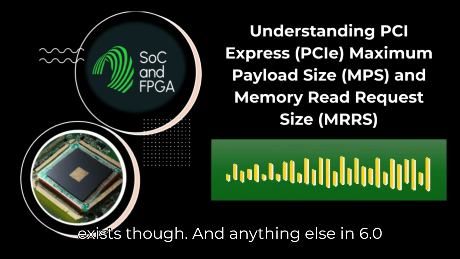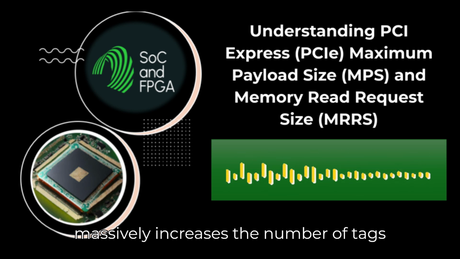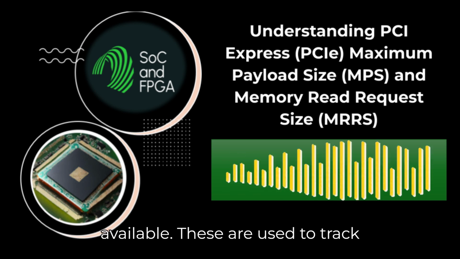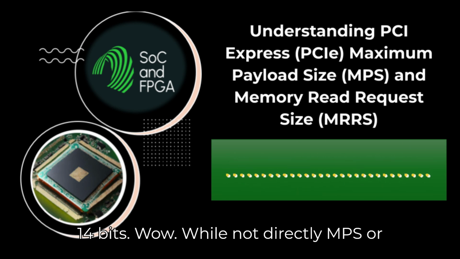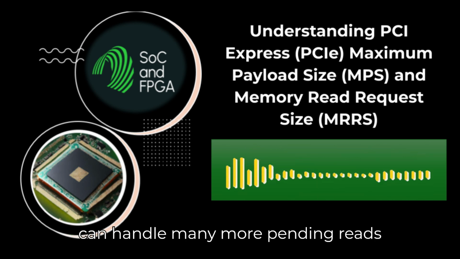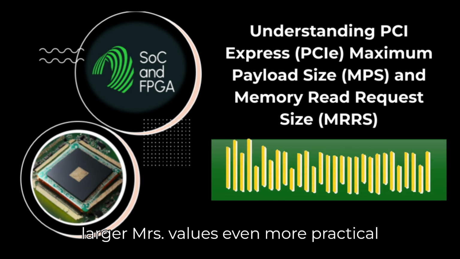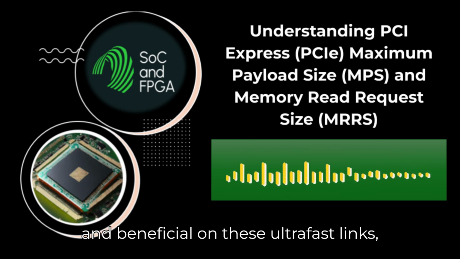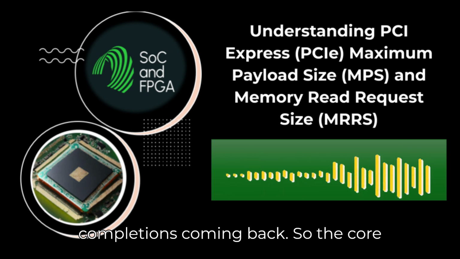And anything else in 6.0 relevant here? Well, PCIe 6.0 also massively increases the number of tags available. These are used to track outstanding read requests. It goes up to 14 bits. Wow. While not directly MPS or MRRS, having more tags means the system can handle many more pending reads concurrently. This could make using larger MRRS values even more practical and beneficial on these ultra-fast links, as the system is better equipped to manage the potentially large number of completions coming back.